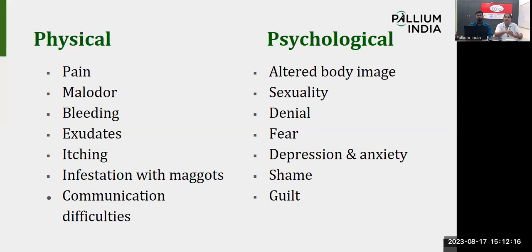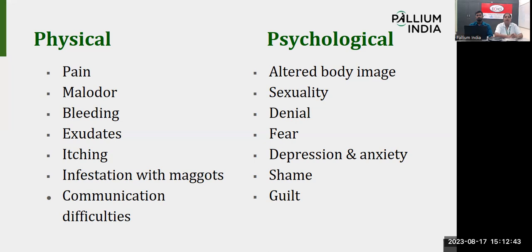The patient will have fear: now I have a cancer wound, I will not be cured, I will die, right? This kind of fear, that anytime I will die, will hamper his mental status. Then depression and anxiety: the patient will go into depression, and he can even go into anxiety. He will be anxious about his condition: why is this happening to me, the maggots will be going inside beneath me. This kind of thought process will develop.